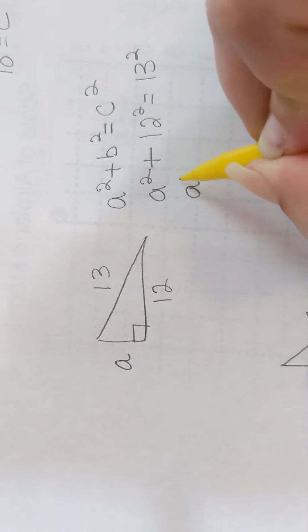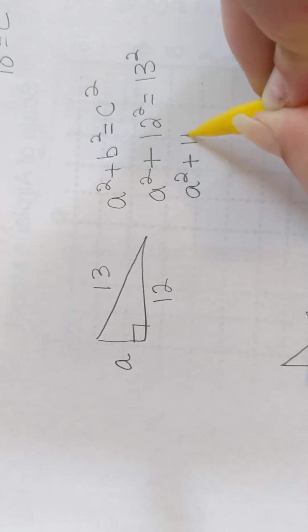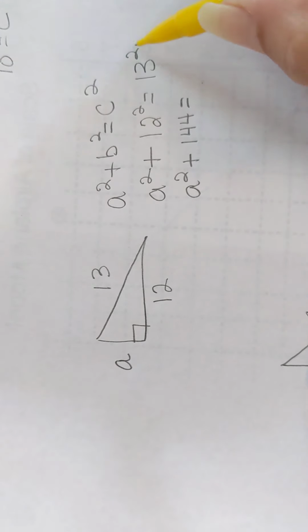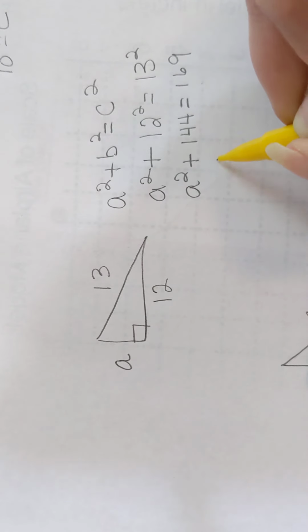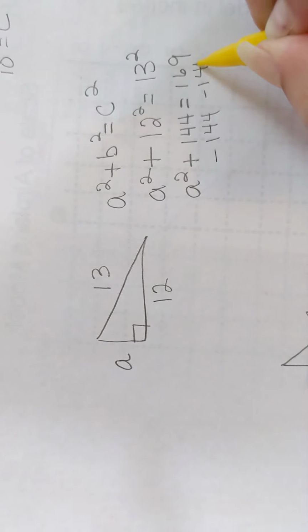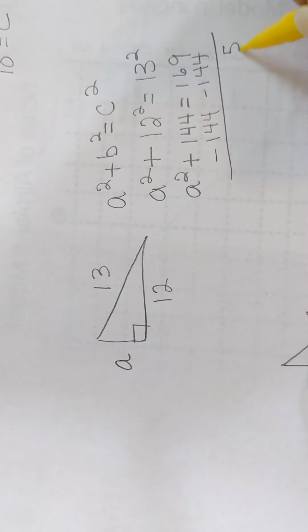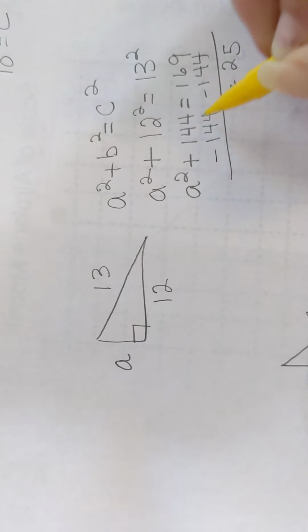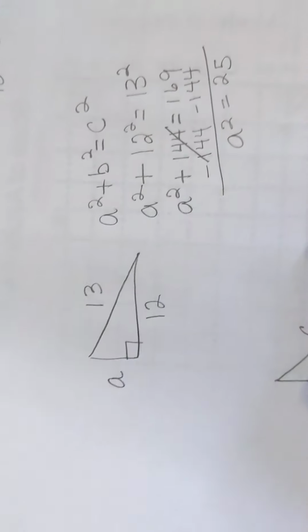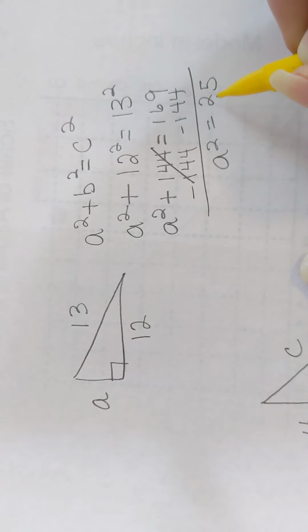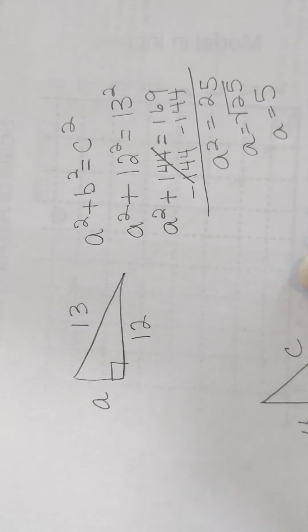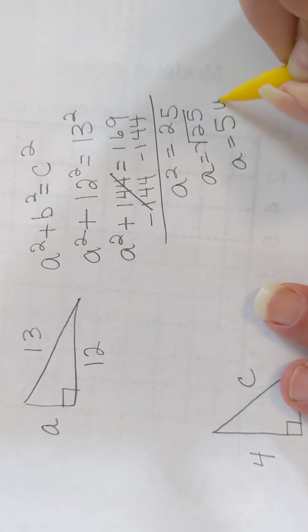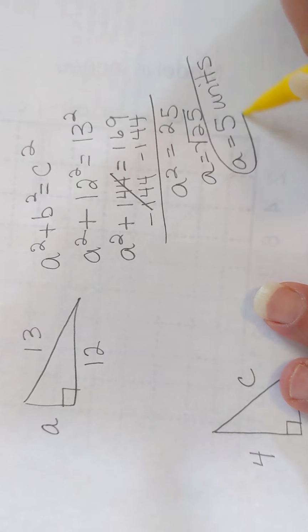Let's do the math. A squared plus 12 squared, which is 144, equals 13 squared. 13 squared is 169. So I need to get the a squared all by itself, so subtract 144 from both sides. 9 minus 4 is 5, 6 minus 4 is 2. That goes away. I get a squared equals 25. So to solve for a, I need to take the square root of 25. So a equals the square root of 25, which means a equals 5. This problem did not specify units, but we know this is length, so we would write 5 units. That is the length of side a.